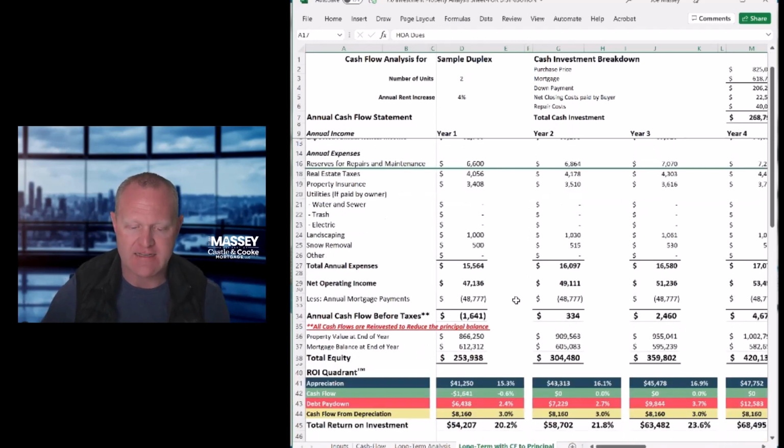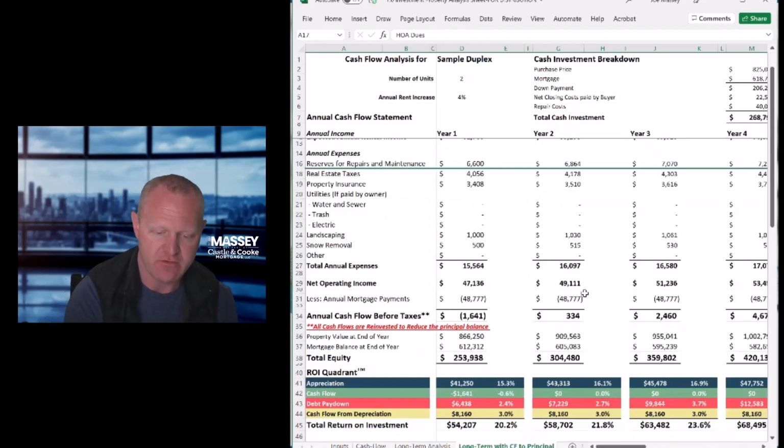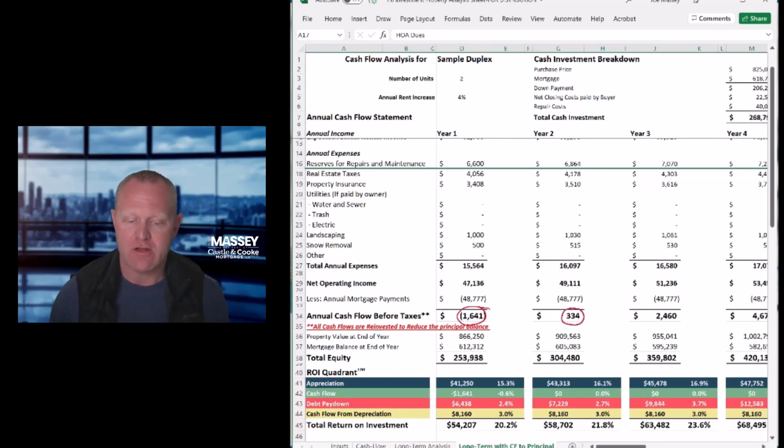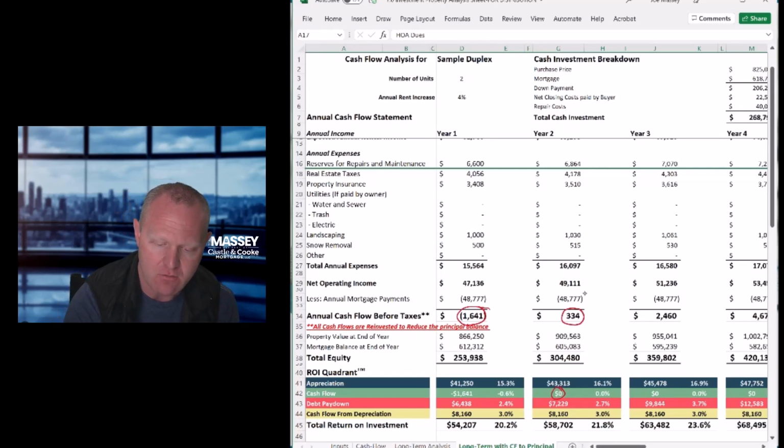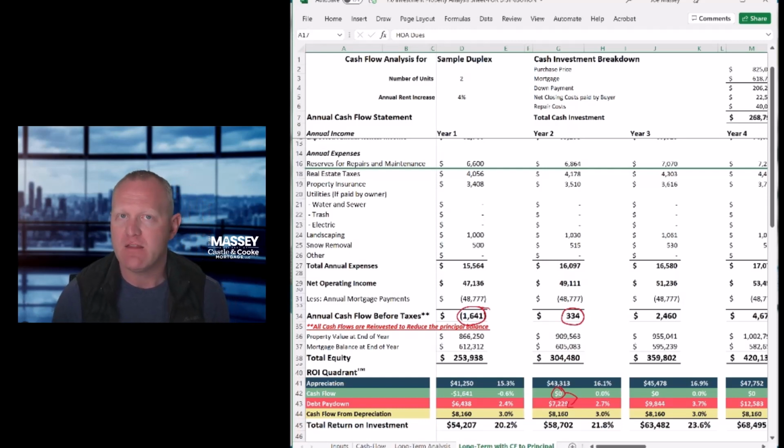So that's what this very last tab does, is this shows us year number 1, we're still negative cash flow. So there's no additional cash flow to pay towards the mortgage. But in year number 2, there's $334 additional. So what do we do? We don't take that as cash flow. We take that and apply it towards the principal. And now we are paying the debt down on a faster basis.